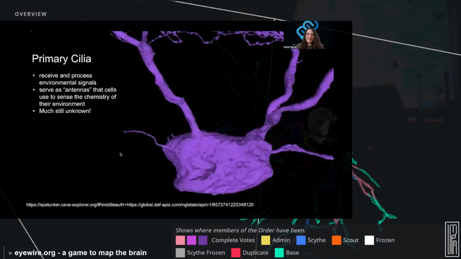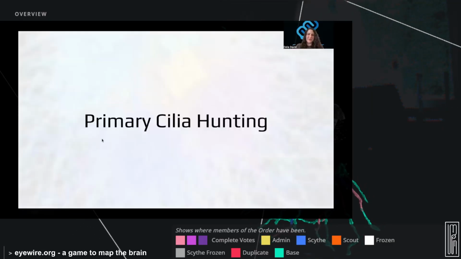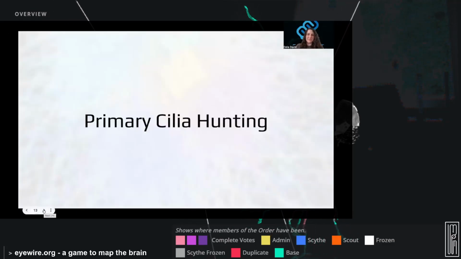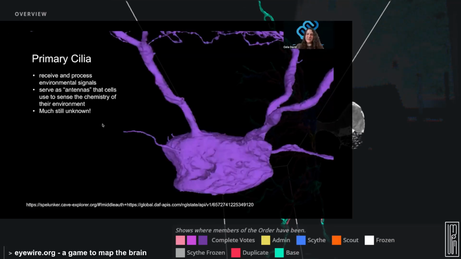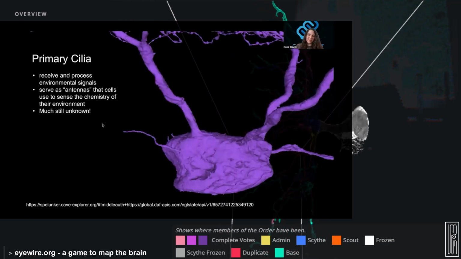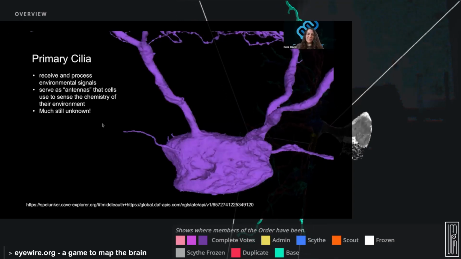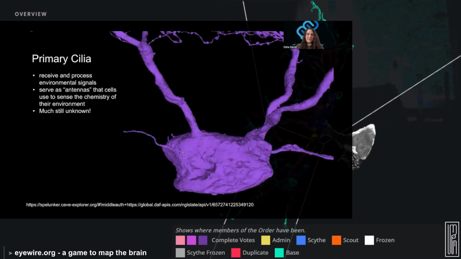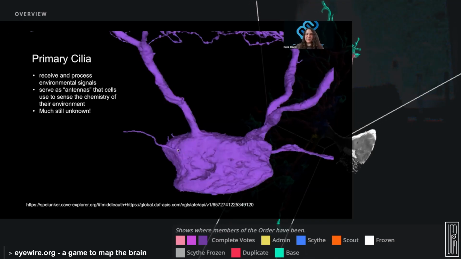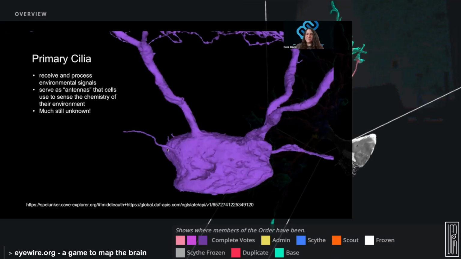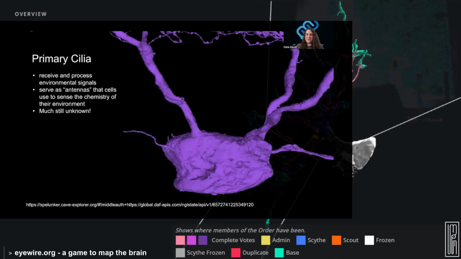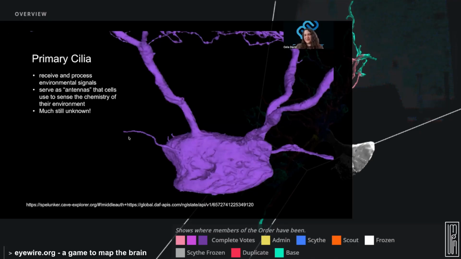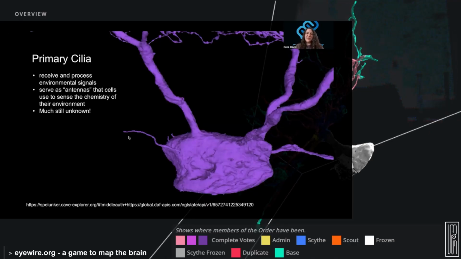Okay, so this is the project that we're going to get you started with, primary cilia hunting. This is a great starting project because it does not require any proofreading. For this, we're just going to be finding and labeling cilia. Here's an example of one coming off the cell. There is just one for each cell, and they always come off of the soma of the cell. So that's some important basic information to know about them.